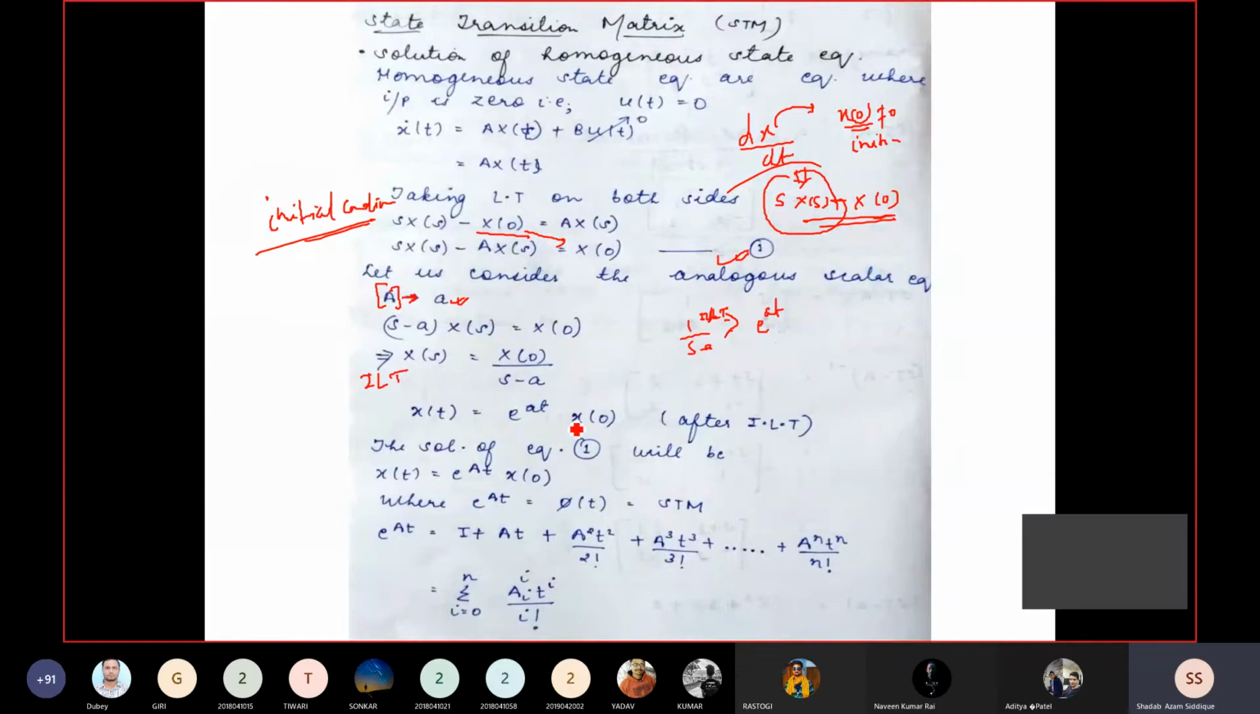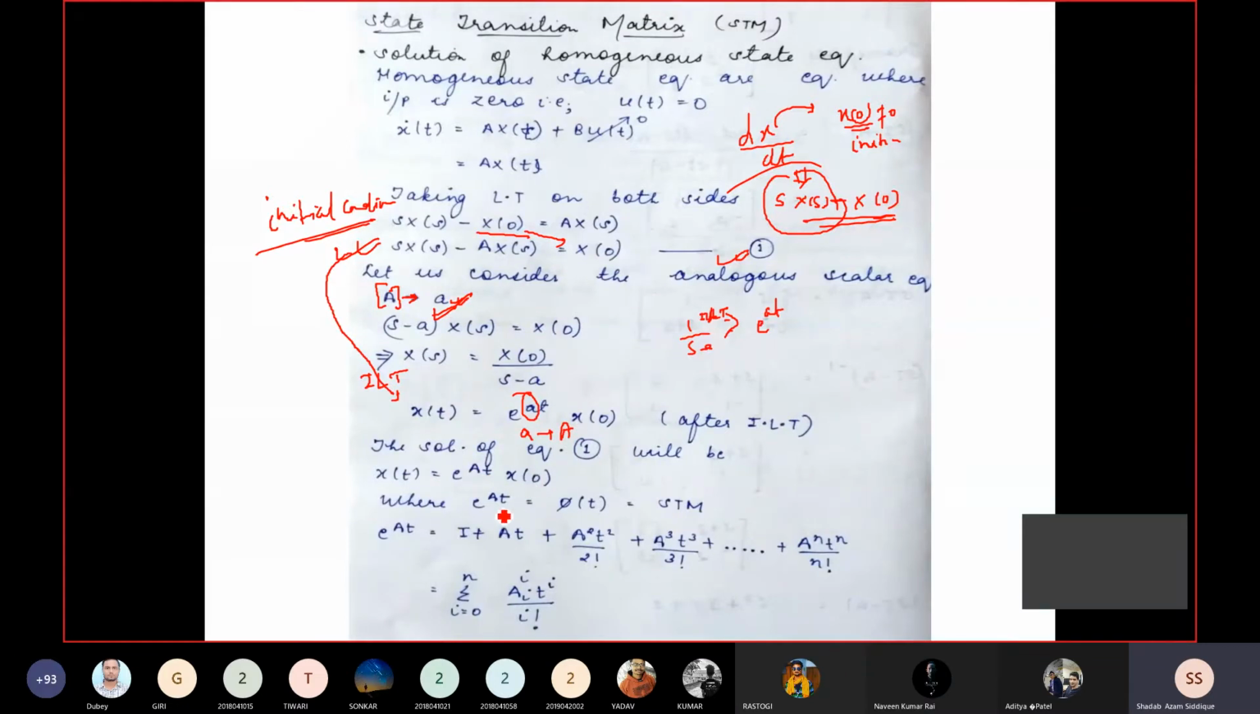Now the solution of equation number 1 is nothing but x of t is equal to e to the power at x of 0. For solving purposes we have taken the analogous scalar form, because if we do not take the scalar form it will be very difficult to have a matrix representation in the inverse Laplace transform. So we can replace this a by capital A, a matrix, going from scalar to vector. So we have x of t is equal to e to the power capital AT x of 0.